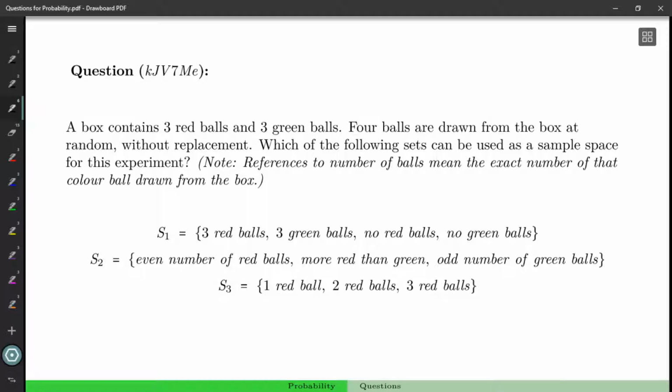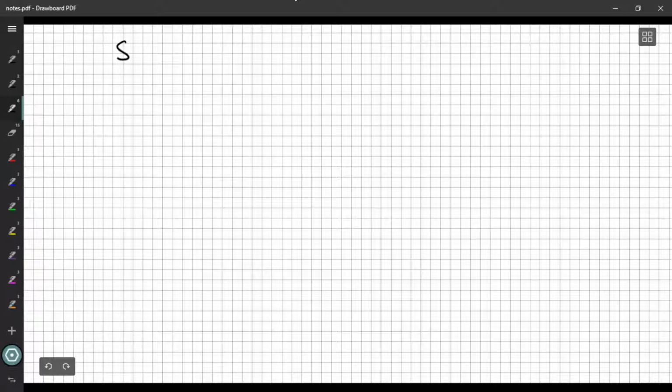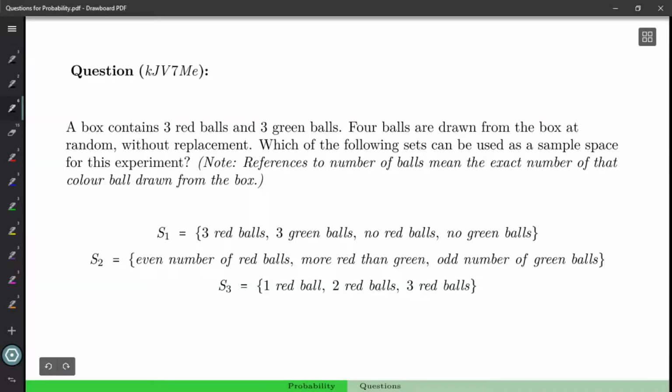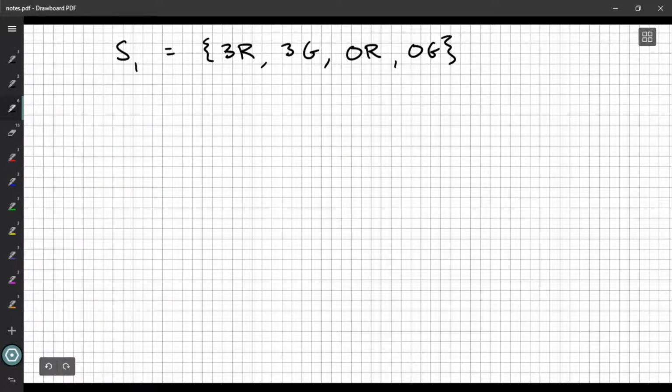Let's start with S1. I'm going to abbreviate a little bit. 3 red, just 3R, 3 green, no red, no green. I believe that's what we had. Yep, no red balls, no green balls. So what's this sample space trying to talk about? Well, it's certainly interested in the number of reds and greens, but it doesn't really care when we got the reds, when we got the greens, or anything like that.